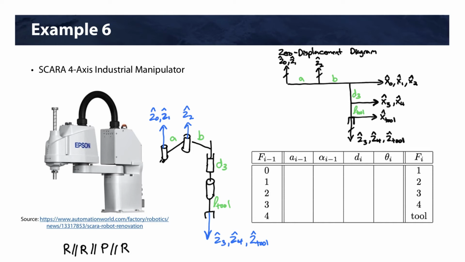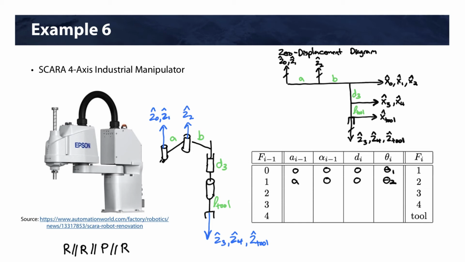With that complete, we can fill in our D&H table. All right, distance between Z0 and Z1, well, that's 0. All right, they're collinear. They're in the same direction, so that's 0. There's no distance between X's, so that's 0. And then we have theta 1. From frame 1 to 2 now, we're going to have a distance A between Z axes. They're parallel, so that's 0. There's no distance between X, so that's 0. And then we have theta 2, our second joint.